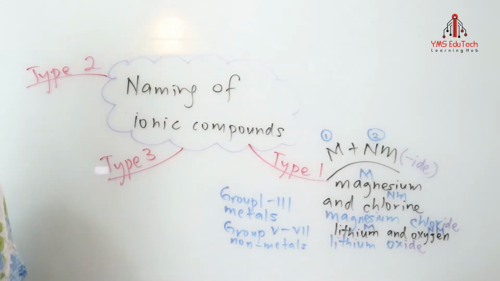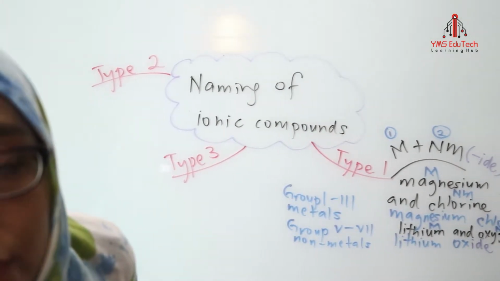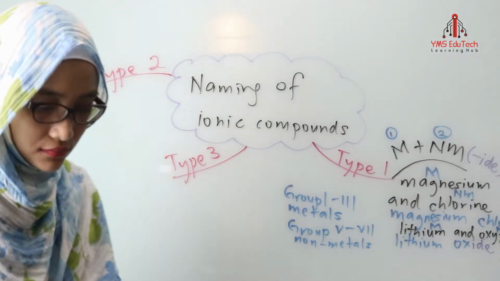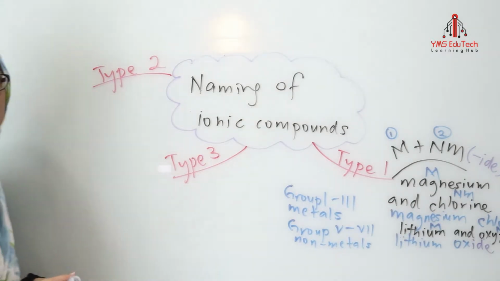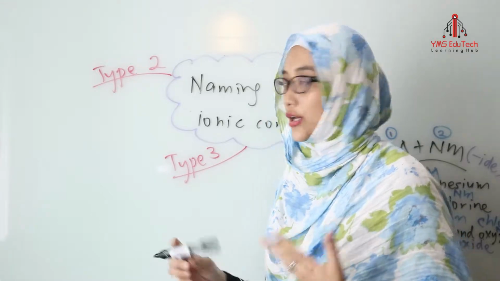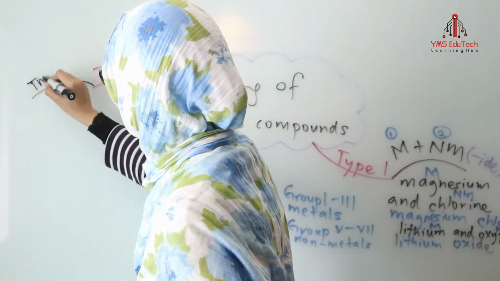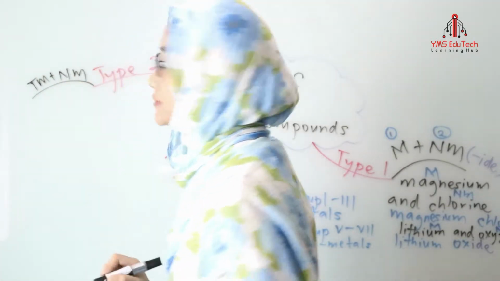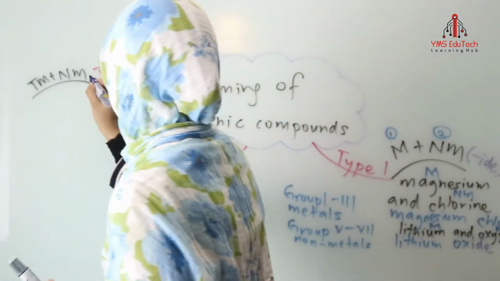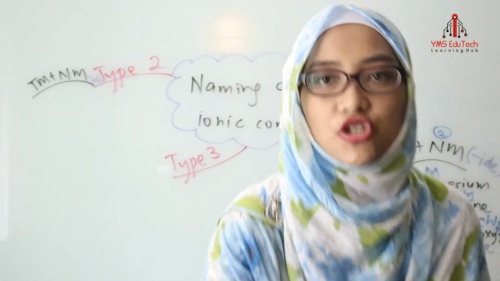So next, let's move on to type 2. Type 2 involves metal as well, but this time round, it is a special metal. It involves transition metal and non-metal, and this non-metal must also end with IDE. So recap. What are transition metals?